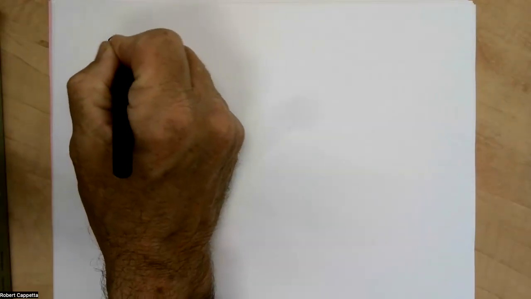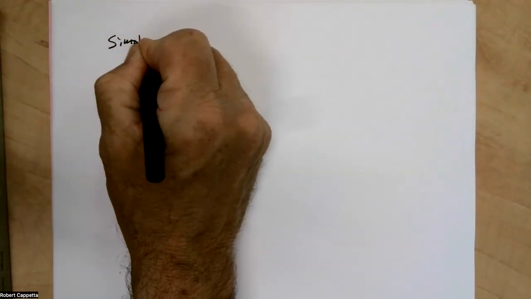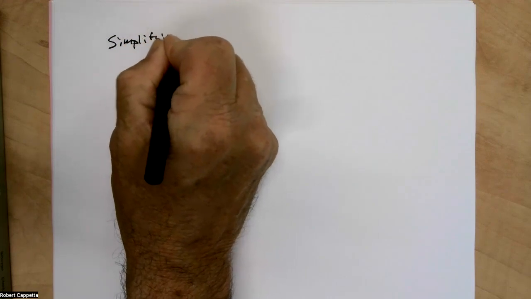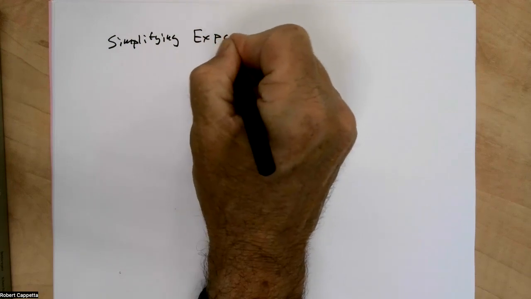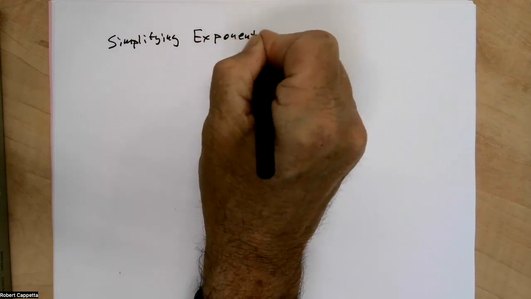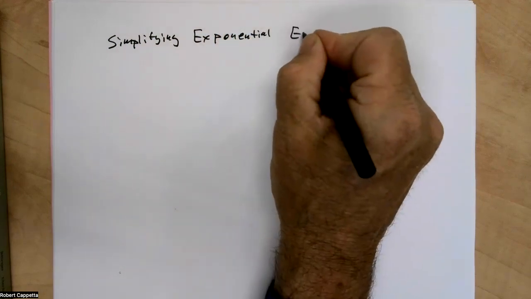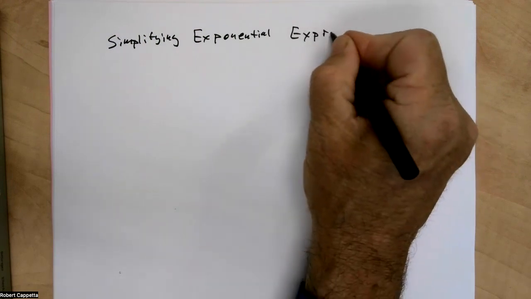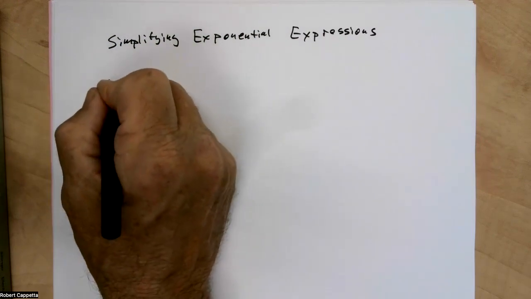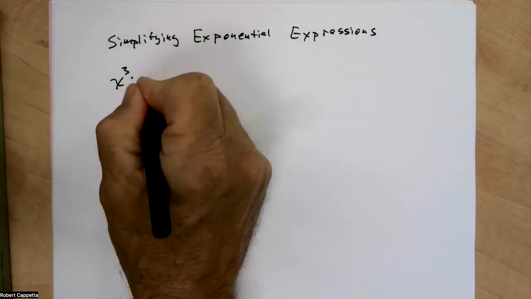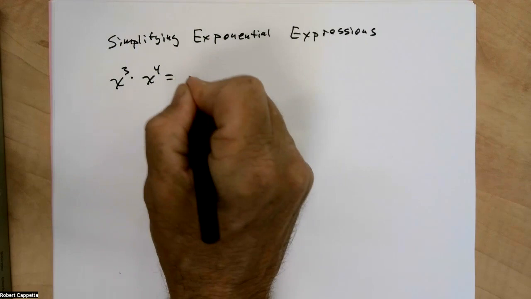This lesson is on simplifying exponential expressions. And let's remind ourselves of some of the basic facts we're working with. If I have x to the third times x to the fourth, what does that mean?